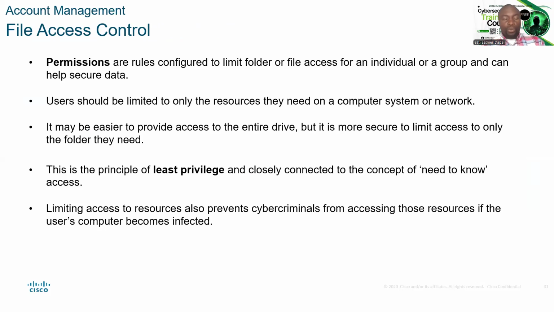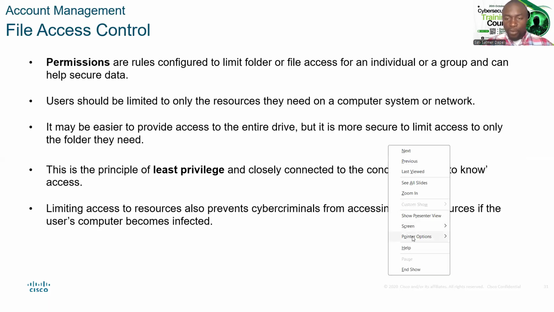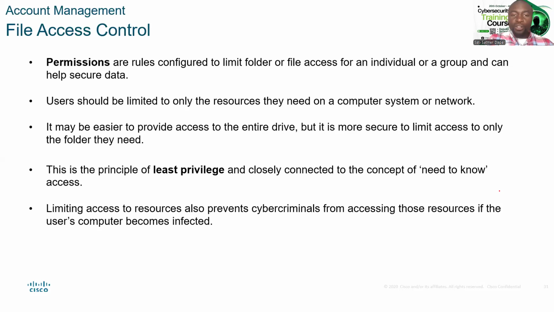Now, remember what we said yesterday. A little recap is to say that we have different levels of permissions that you grant on access to files and to system or to services. And the aspect of file access control is looking at where you have permissions or rules that you have configured to limit folder or file access by an individual or group, and can help secure your data. So the concept here basically is on limiting access to files and folders. If somebody has particular credentials, there is a limit to what he or she can view. Users should be limited to only the resources they need on a computer system to work.